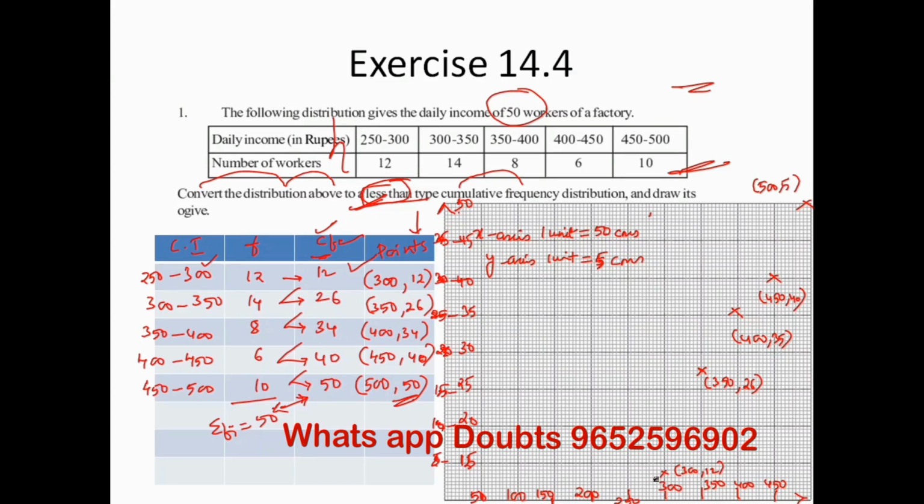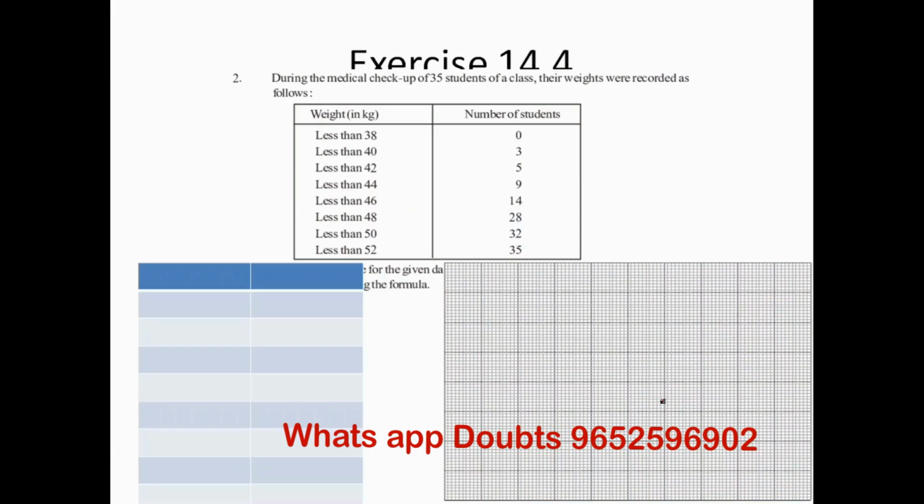Now using your free hand, you can join these dots. If you join these dots, that is your required graph. This graph itself is known as the less than type cumulative frequency distribution. It is increasing. So let's look at the next sum.